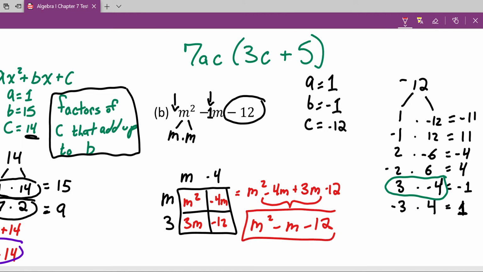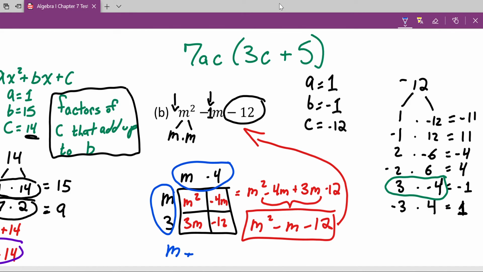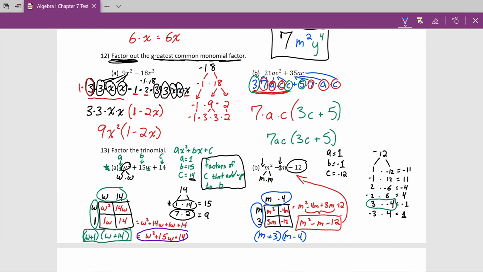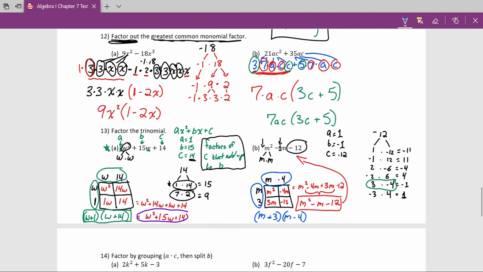And this should be the trinomial that we were originally given right here. If it is, we know that our binomials right here are correct. And I did get the right trinomial in red, so I know that my binomials m plus 3 and m minus 4 are correct. All right, that's awesome. A lot of work for this one, but once you start getting the hang of it, it becomes a lot quicker.